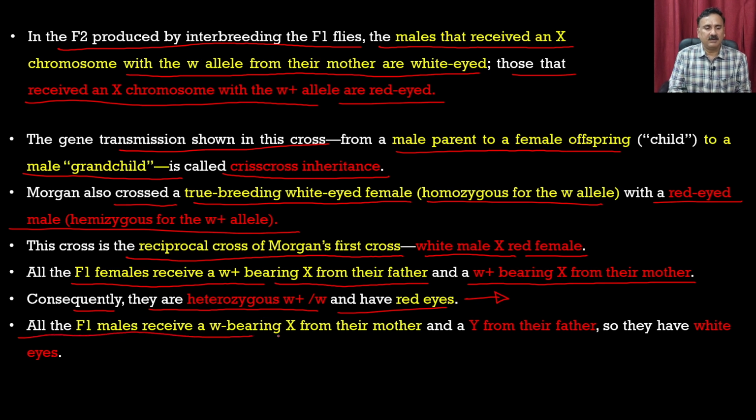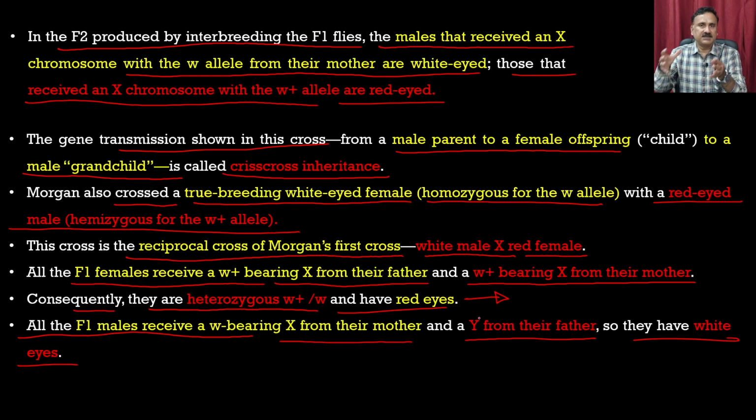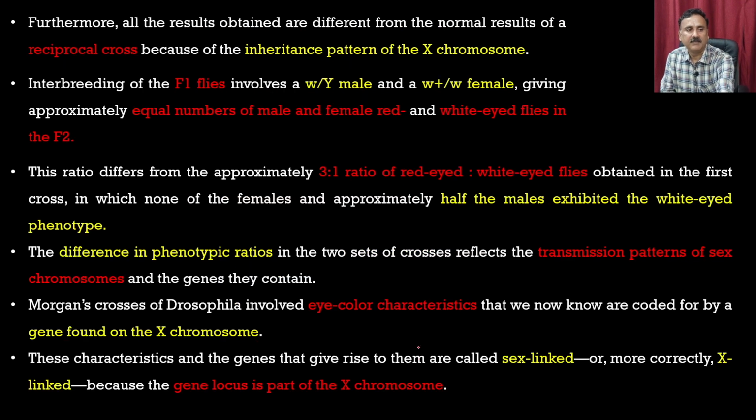All the F1 males receive a W bearing X chromosome from their mother and a Y from their father, so they have a white eye, right? So basically, this is the trait which is linked to the X chromosome, and that's why they receive a W bearing X from the mother and Y from the father, right? Because this particular trait is not present on the Y chromosome, it is only present on the X chromosome, so it is actually going to show you the white eye.